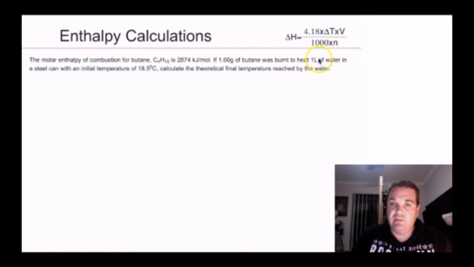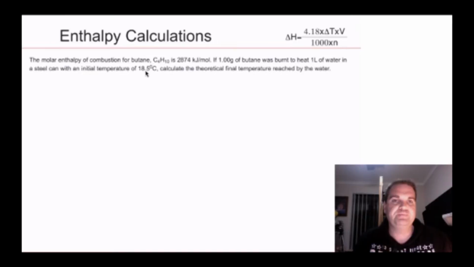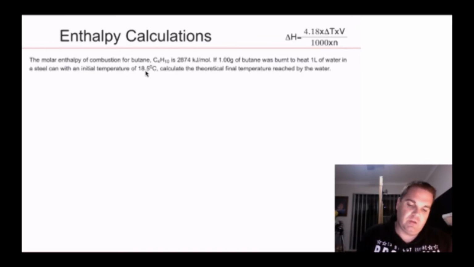So straight away, 1 litre, you need to convert that into 1000 millilitres. Initial temperature of 18.5. So that's what we want to start with. Apologies for that. All right. So what we're going to do is we're going to put our equation in. Okay, so instead of writing delta H, I'm just going to be using the equation up the top here. So hopefully you can see as I put them in.